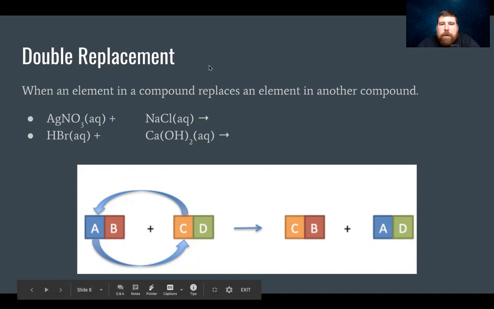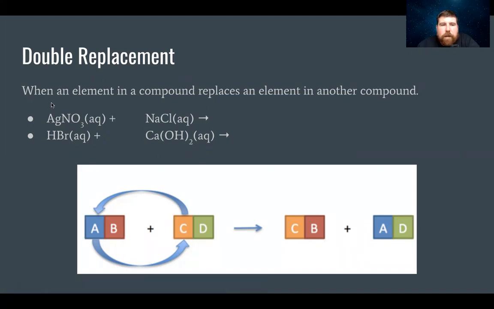So if we remind ourselves what the charges of each one of these are, silver is going to have a 1 plus charge. Nitrate, that polyatomic ion, has a 1 minus charge. Sodium has a 1 plus charge, and chlorine has a 1 minus charge. Based off of these, we know that silver with the positive charge is going to want to bond with the chlorine with the negative charge, and it's going to form a 1-to-1 ratio based off of those charges. Same thing with the sodium and the nitrate. Sodium and nitrate will form a 1-to-1 ratio because each one has the same charge, same but opposite charge.